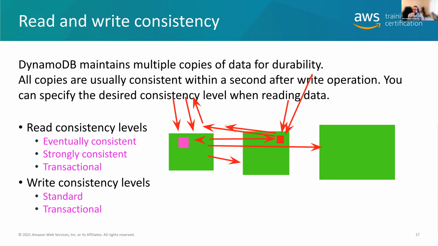So transactional makes it more like a database read instead of a strongly consistent or an eventually consistent read like you would find with NoSQL. So you can make this run like a database by forcing both transactional writes and transactional reads.